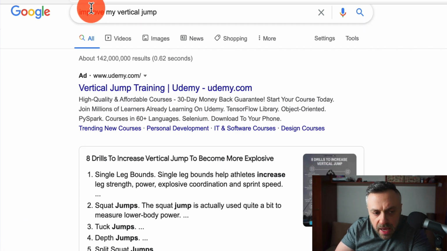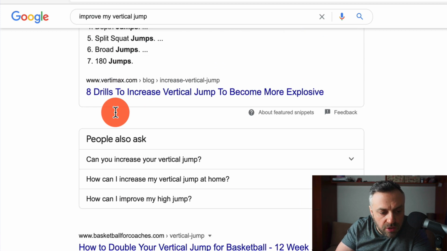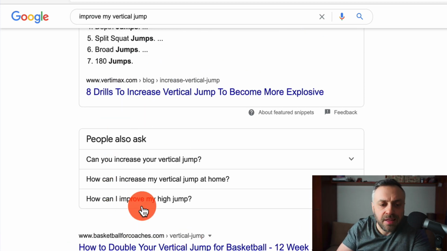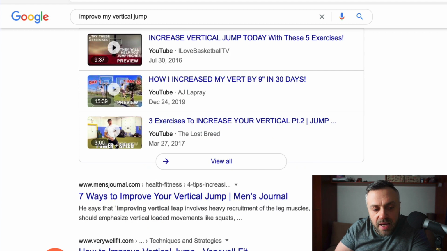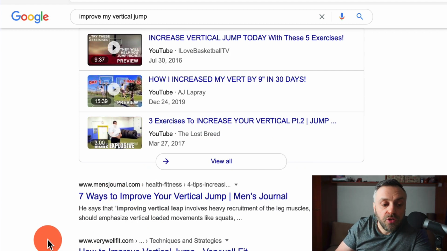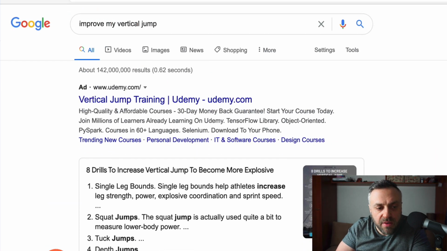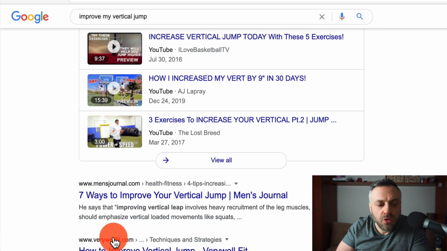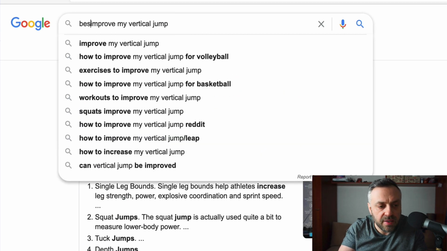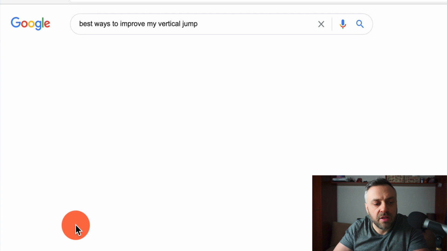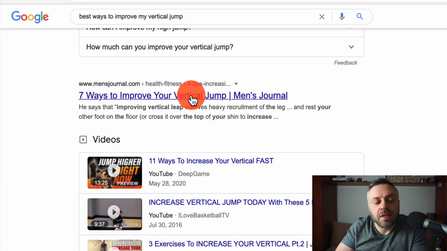Now, when you type this, you want to look at what kind of websites are ranking in the top, because for the websites that are ranking in the top, Google feels they offer the best information. They offer the very, very best results. If you see sites like Men's Journal, you're going to understand a couple of things. Number one, this is a very, very authoritative site. Number two, take a look at this: improve my vertical jump, and it says 7 ways to improve your vertical jump. Now, if I say best ways to improve my vertical jump, let's see, Men's Journal is number 1 now, right?